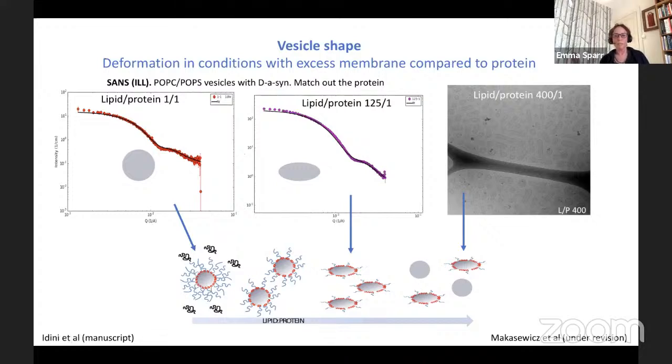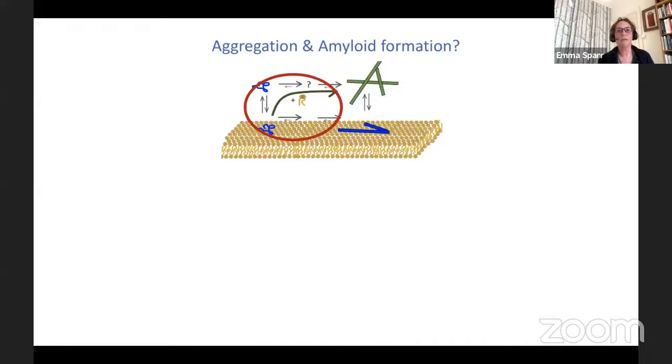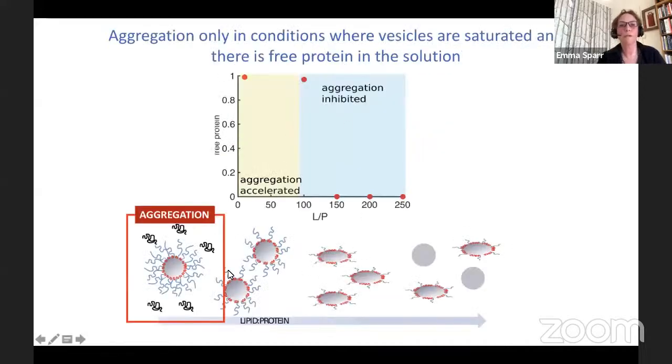Some of these situations may be relevant to amyloid formation. Some of them are probably not. And as I said in the beginning, aggregation only occurs in the situation where you have an excess of protein. So this was confirmed here, that aggregation only occurs in this situation where we have free protein, while when you have all protein bound, there is no aggregation going on.